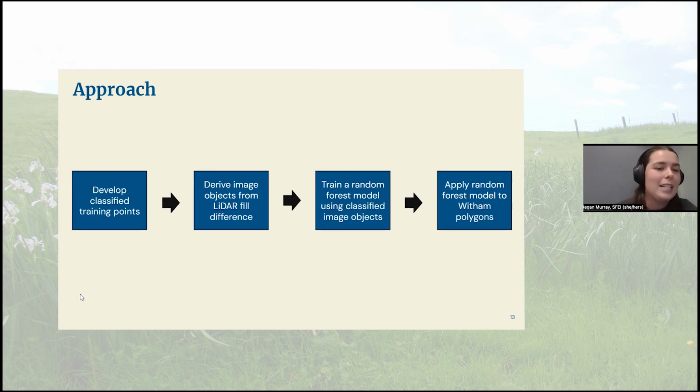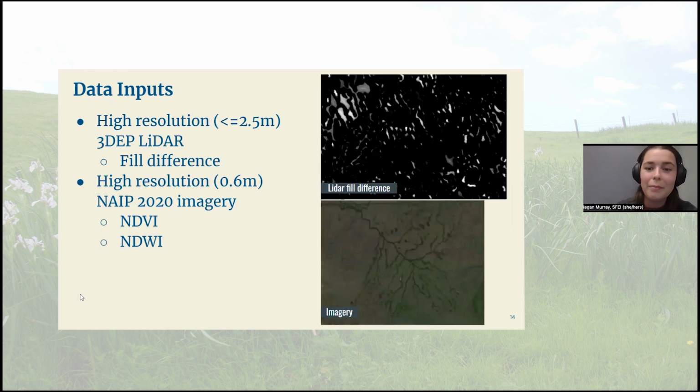So we started by developing some classified training points. We derived image objects from LiDAR fill difference. We trained a random forest model, and we applied a random forest model. Our data inputs are shown here. We use high resolution LiDAR from the 3D Elevation Program from USGS, as well as high resolution imagery from NAIP 2020. Both of these are free resources, which is great if anyone's interested in attempting to recreate these methods. It's all available for free through USGS and NAIP.